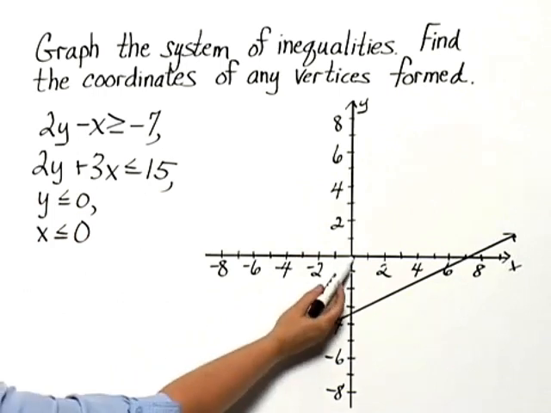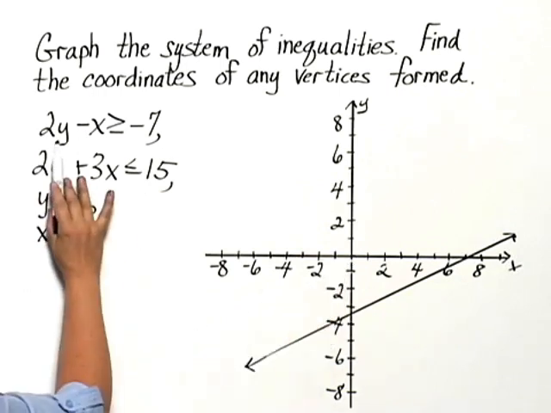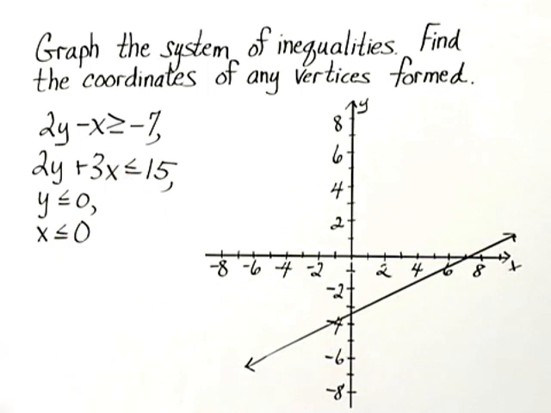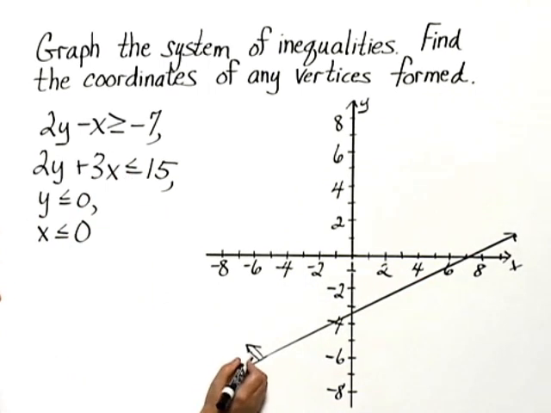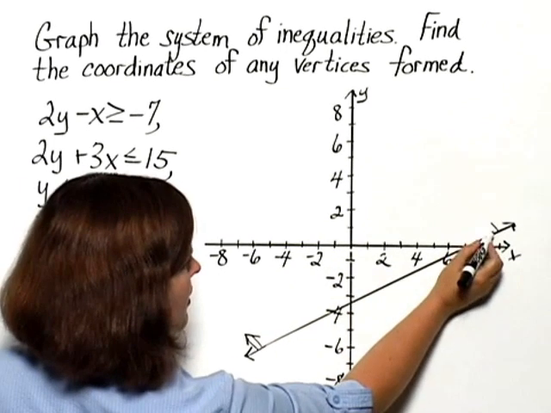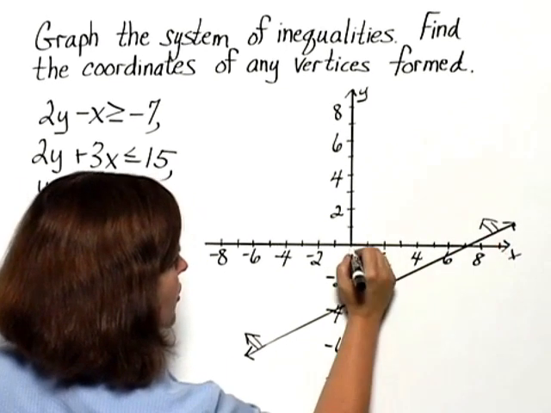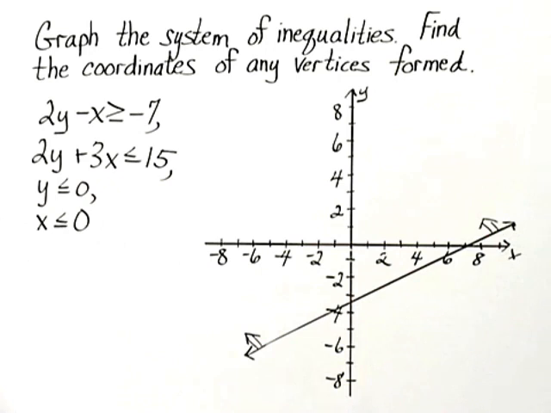We can use the test point 0, 0. 0 minus 0 is greater than or equal to negative 7. So we are going to shade above this line, the half plane that includes the origin 0, 0.